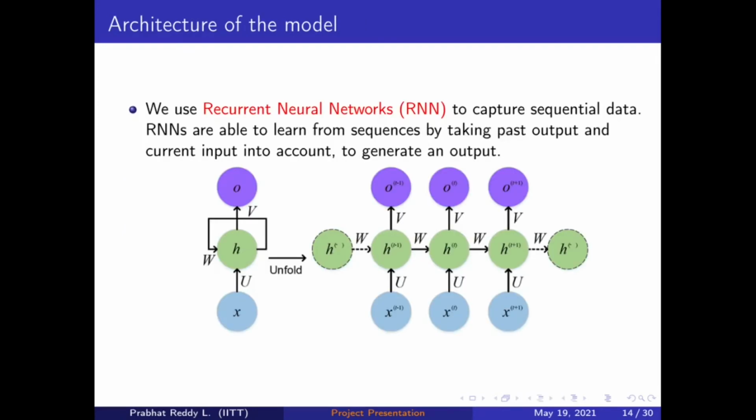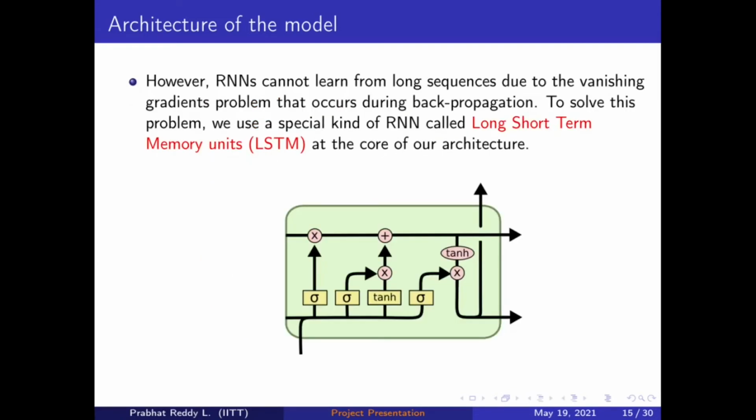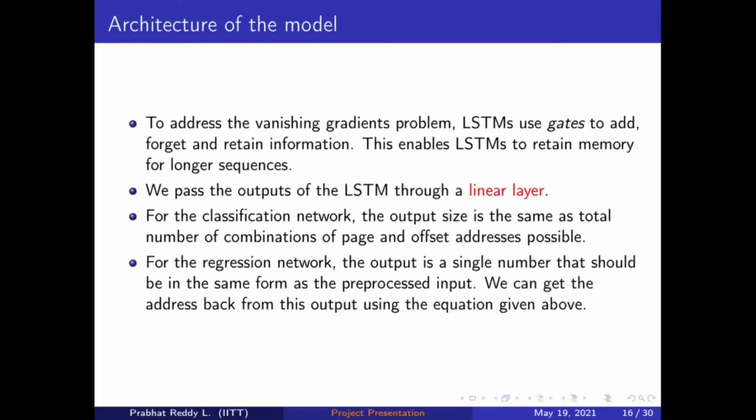Now let's look at the model itself. We use recurrent neural networks to capture sequential data, and we use a special kind of recurrent neural network called the long short term memory unit or LSTM at the core of our architecture. This reduces the vanishing gradients problem faced by typical RNNs that occur during backpropagation. So we also use linear layers along with the LSTM in our network. Note that for the classification network, the output size is same as the total number of load addresses possible, whereas for the regression network, there is only a single output which we can convert into the load address.